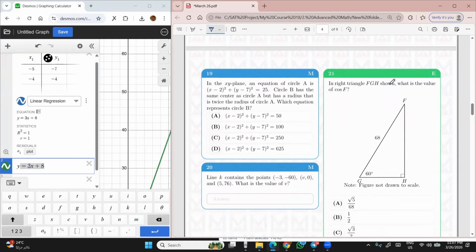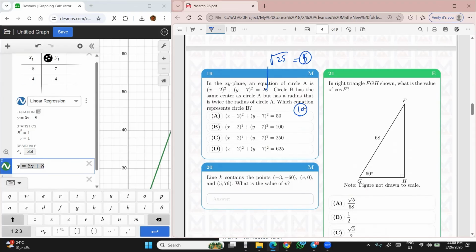Question number 19. In the xy plane, an equation of circle A is this. Circle B has the same center as circle A, but has a radius that is twice the radius of A. So we need to get the radius of A first. The radius of A is not 25. The radius of A is 5, which is the square root of 25. And the radius of B is twice the radius of A, which means 10.